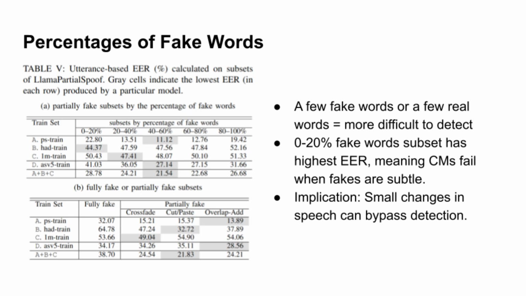Table 5 reveals that the proportion of fake words in an utterance significantly affects detection difficulty. Specifically, utterances with only a few fake words or predominantly real words pose a greater detection challenge. As expected, this suggests that the current model struggles to detect subtle editing, highlighting an area for further improvement.